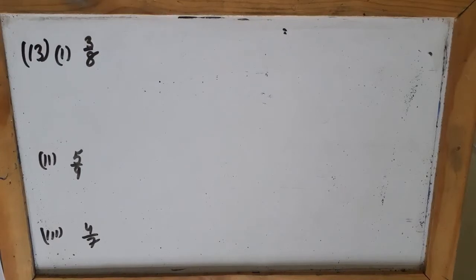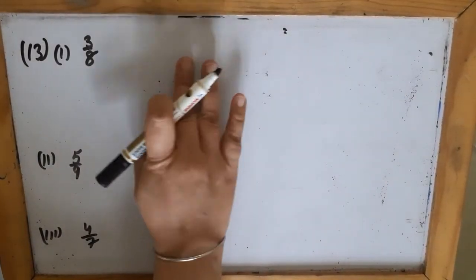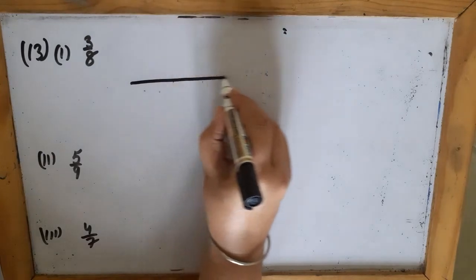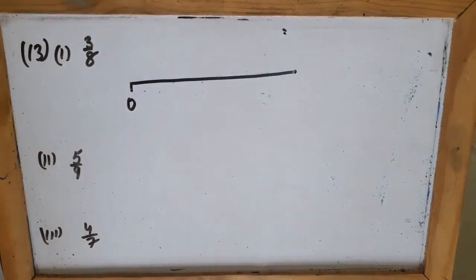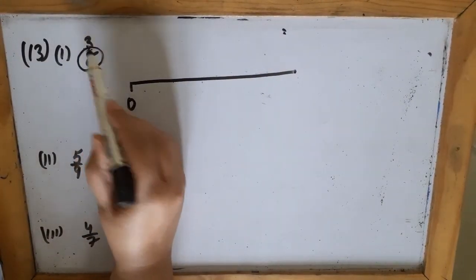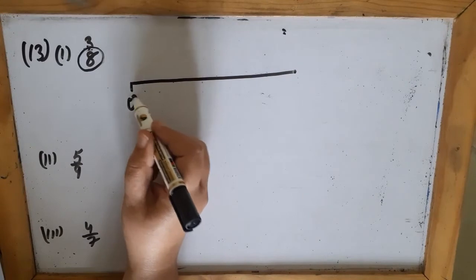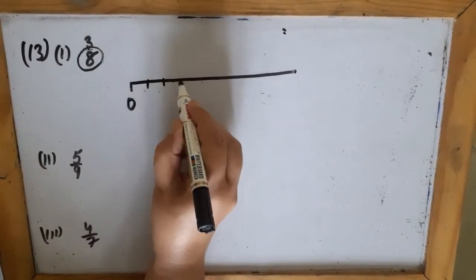Now come to the 13th question. In the 13th question, they are asking you to represent the given fractions on a number line. So I will show these fractions which are given on a number line. So how to show them? First of all, I will draw a number line. Okay, and I'll start from 0. Now look at the denominator. It's 8. It means that I will divide this number line into 8 equal parts.